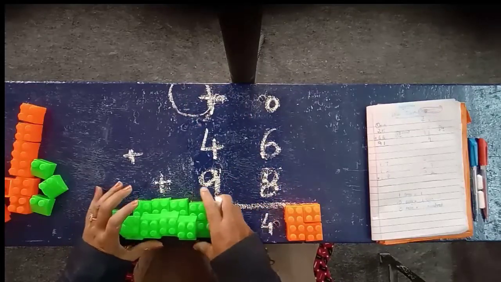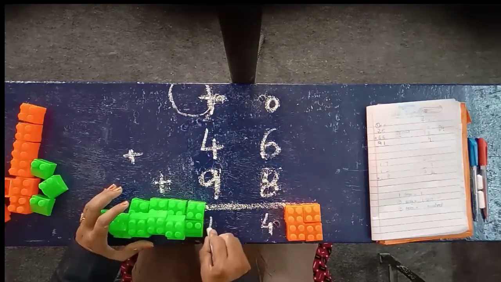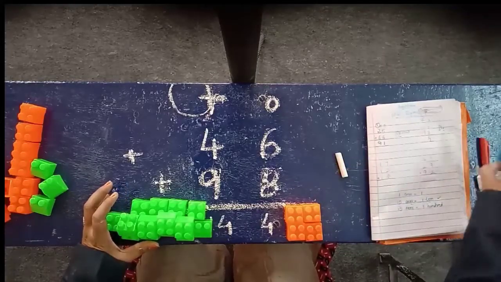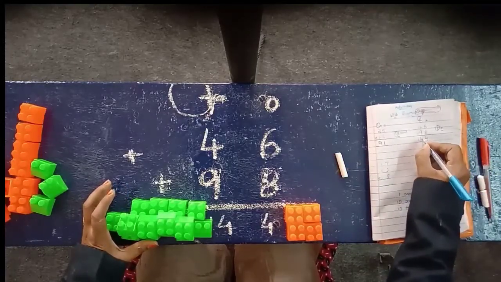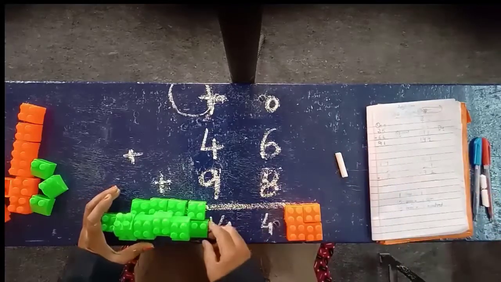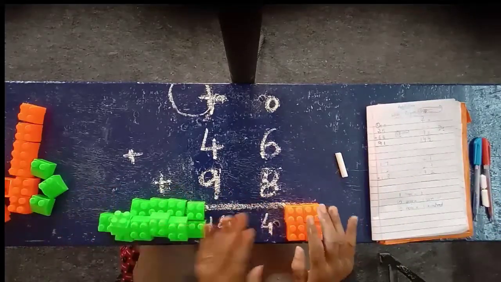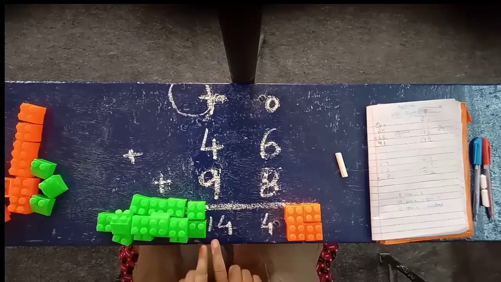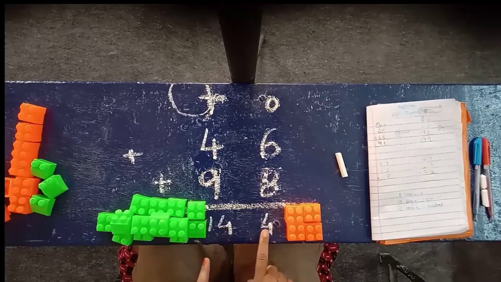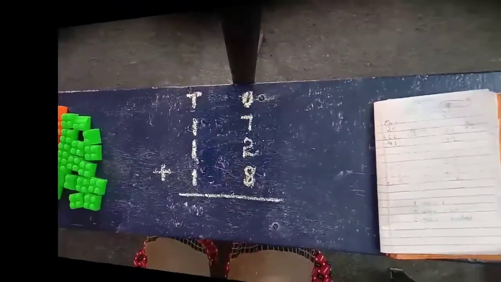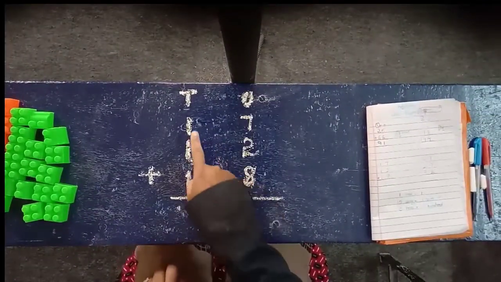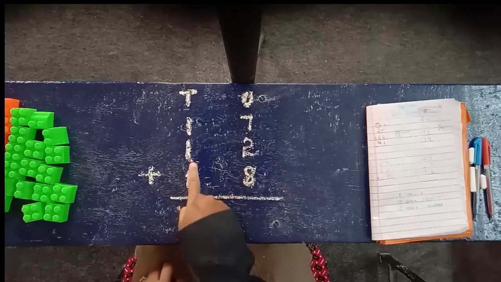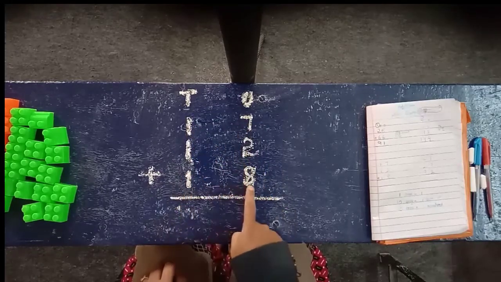So 14 you need to write in the tens. So here 14. So the answer is 144, 100 and total 144. Now the third problem, children. In the third problem, the first number is 17, then 12, then 18.